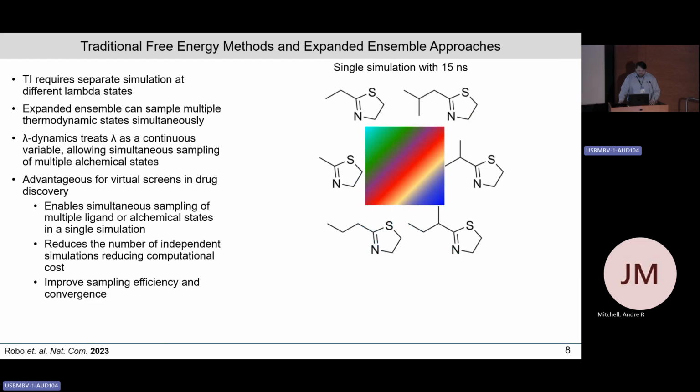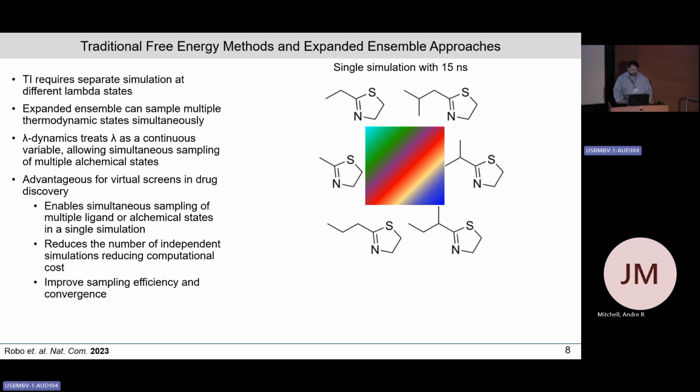And so if we move on to expanded ensemble methods, we can sample a lot of these states in a single simulation. If you're looking at lambda dynamics, we can sample and explore all of these states in about 15 nanoseconds, although not 15 nanoseconds total, because there's going to be burn-in time for bias determination.